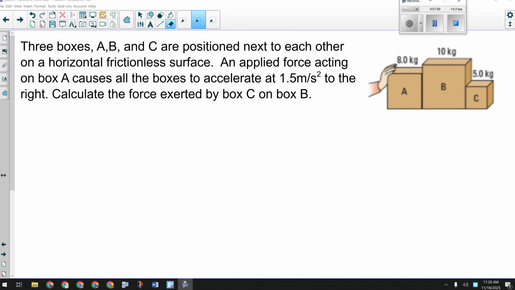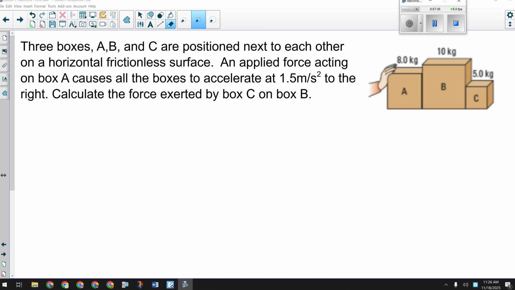Okay, so a question like this is both a Newton's third law question, and a Newton's second law systems question. When it comes right down to it, we've got this system, 23 kilograms worth of mass, being accelerated at 1.5 meters per second squared. At this point, that's all we know. I could calculate the net force on the system if I wanted to, because I know the acceleration and I know the mass.